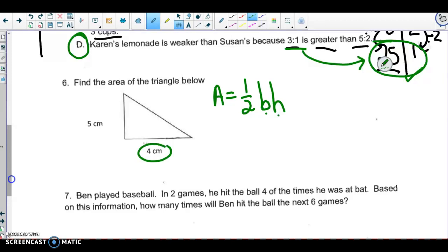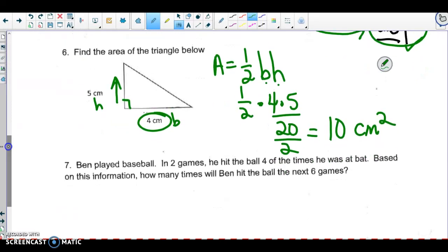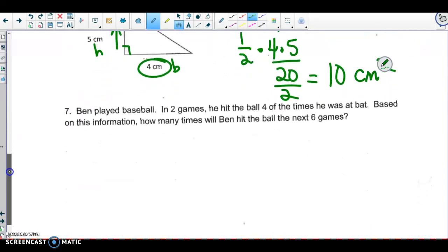Well, my base in this case is the 4. My height, because it goes straight, it's perpendicular, right? My height is going to be 5. So if I take 1/2 of 4 times 5, I can either multiply those two first and get 20, and half of 20 is going to end up being 10, and we'll use our label of centimeters squared. I could have also taken half of 4 first, gotten 2, and 2 times 5 would also have given me 10. So either way.